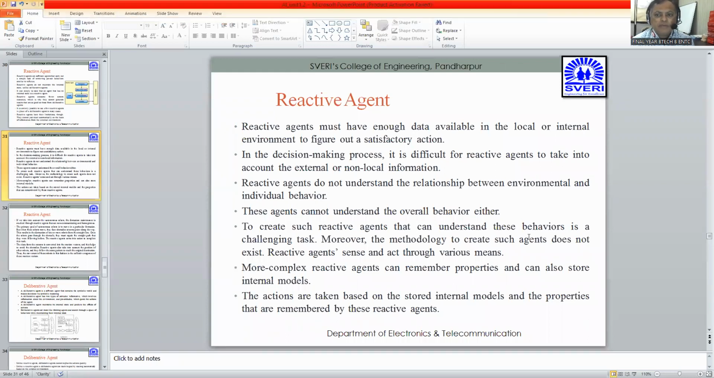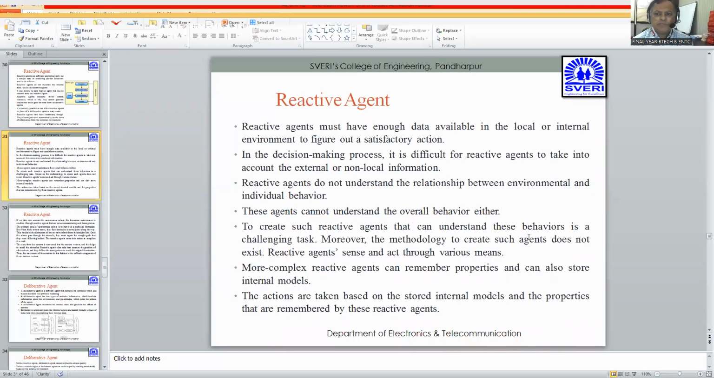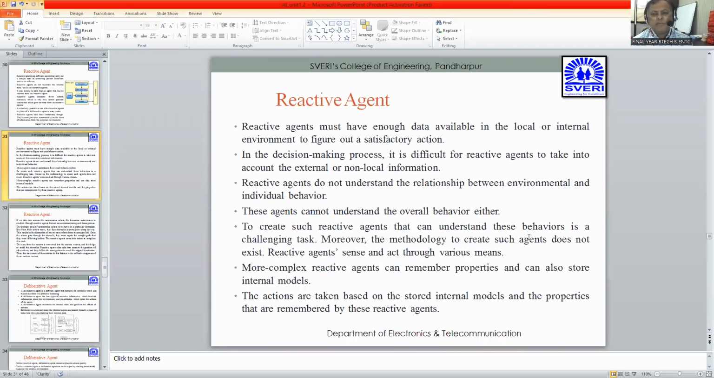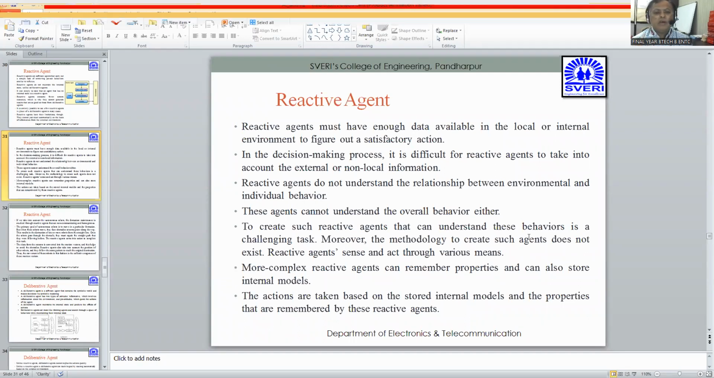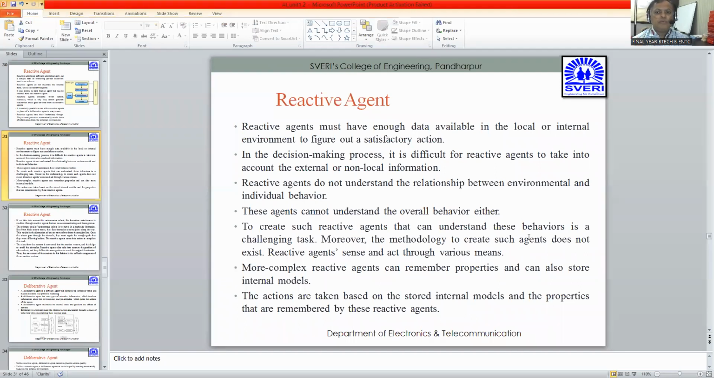It does not actually take into consideration finding out the relationships between the environment and the behavior. What is actually happening? Whether the environment is changing the behavior, whether there is a change in the environment, all these relationships between a change in the environment and the individual behavior are normally not understood by the reactive agent. So it's a very simple agent. It does not consider these kinds of relationships.